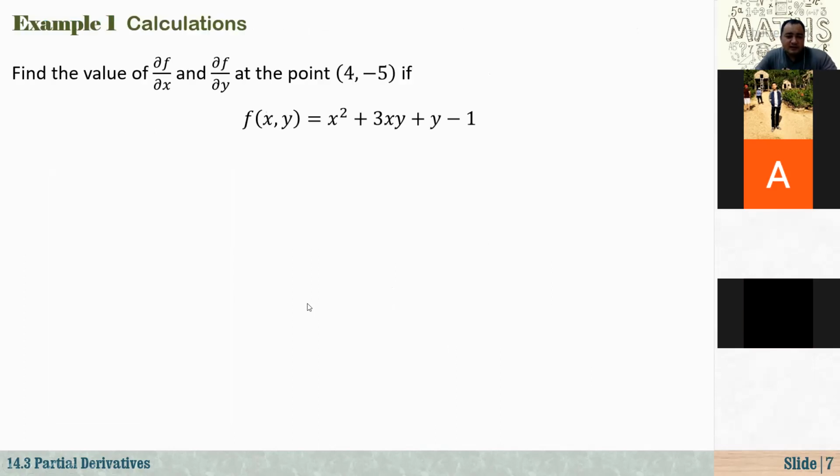Let's continue. Now let's see a few examples about calculations. Find the value of del f del x, that means the partial derivative of f with respect to x, and also the partial derivative of f with respect to y, at the point (4, -5). After having these definitions, let's practice a few examples, and later you will see the applications. And really, if you understood how to differentiate single variable functions well, these derivatives are not so hard. So easy.